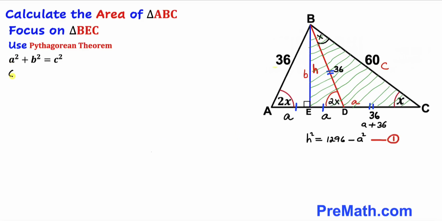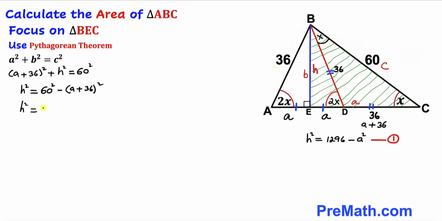So A in our case, (A plus 36) whole square, plus B in our case is H. So this becomes H square equal to 60 square. Let's go ahead and move this part on the other side. So we got H square equal to 60 square minus (A plus 36) whole square. Now let's go ahead and simplify.